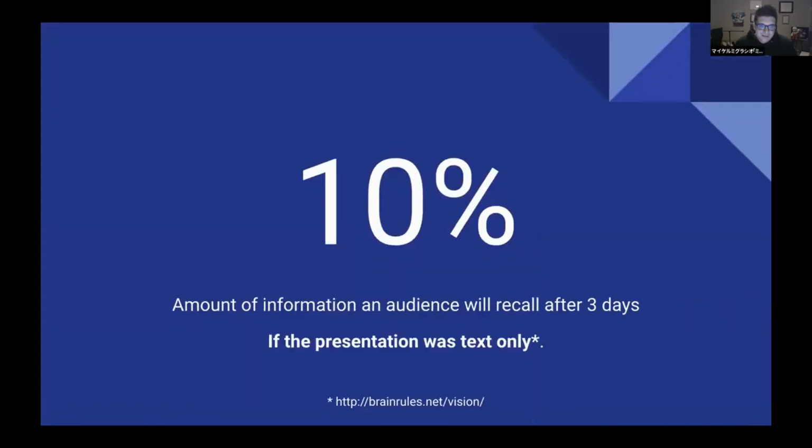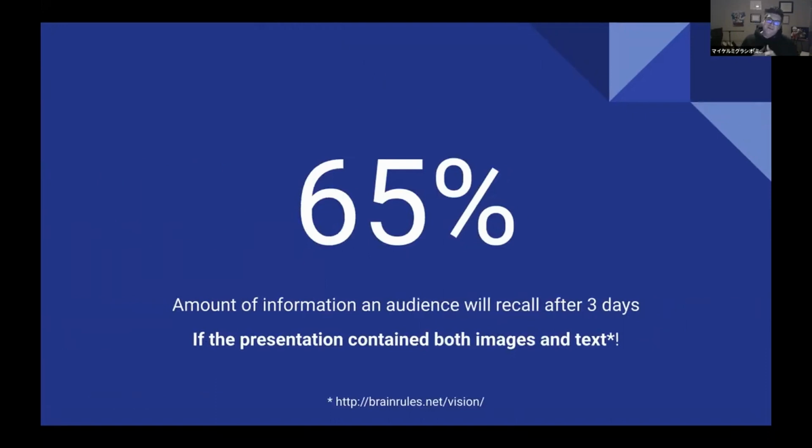Humans are visual creatures, and our memory is triggered more often by images than text. Studies have shown that audiences who attend a presentation that contains mostly text slides only recall about 10% of the information 3 days later. We have an idiom in English, a picture is worth 1,000 words, and science agrees with us.